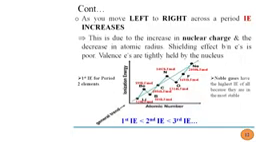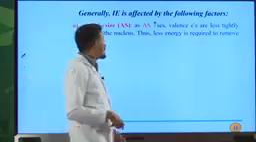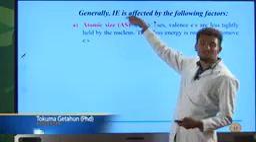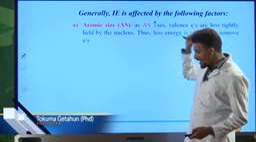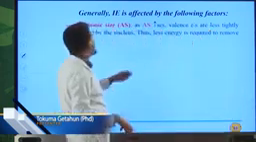I told you that third ionization energy is greater than second ionization energy, and second ionization energy is greater than first ionization energy. Okay, so these are the factors. First one is atomic size. As atomic size increases, what happens to the ionization energy? Less energy is required to remove an electron, so ionization energy decreases. As the atomic size of the elements increases, it is really very easy to remove electrons.